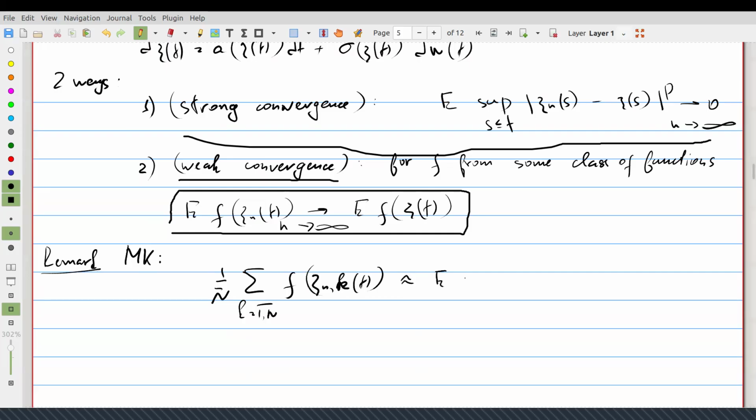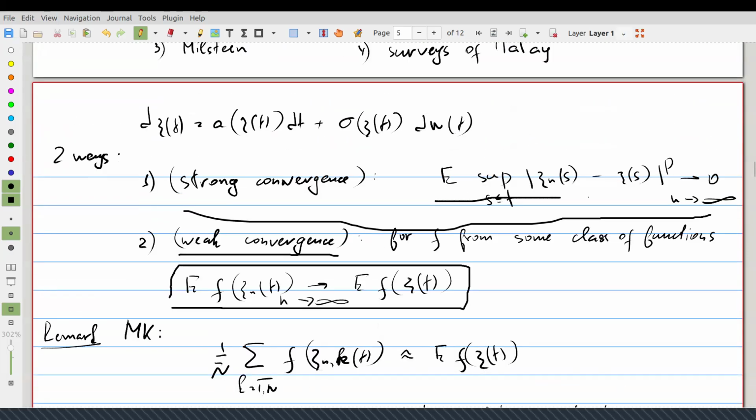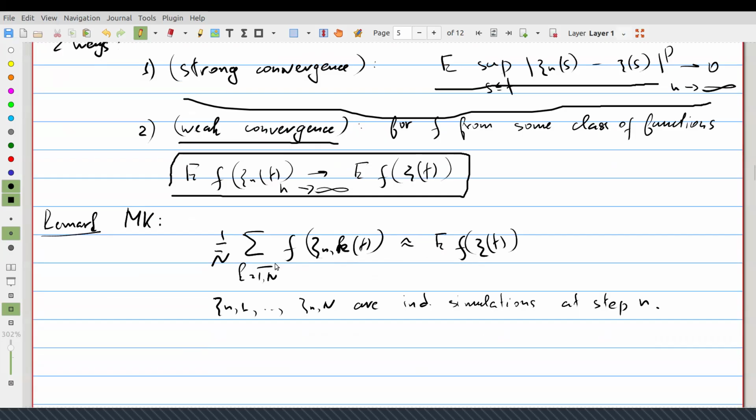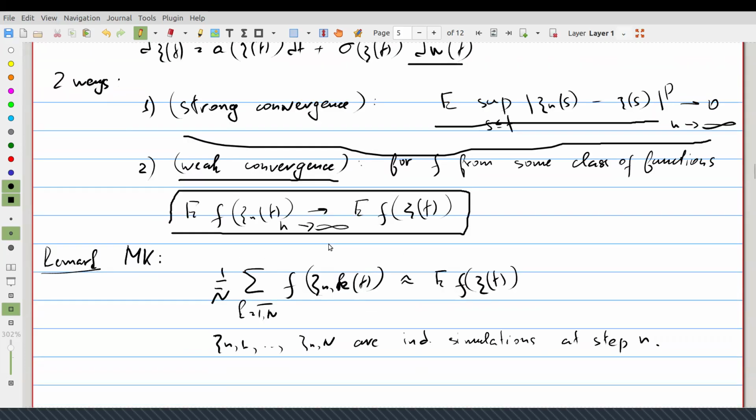This is where psi n1, ..., psi n capital N are independent simulations at step n. A characteristic feature of this expression is that here we start with some Brownian motion, and here we don't really discuss any Brownian motion. So maybe in this way, and we will see this is true, you can get rid of even Gaussian random variables when discussing such examples.